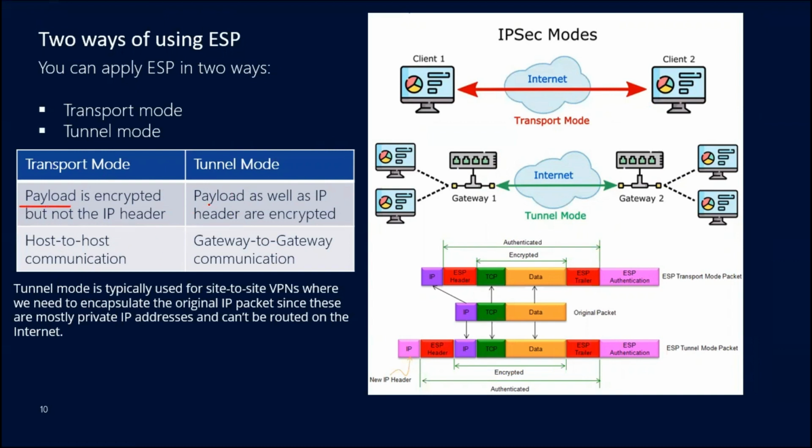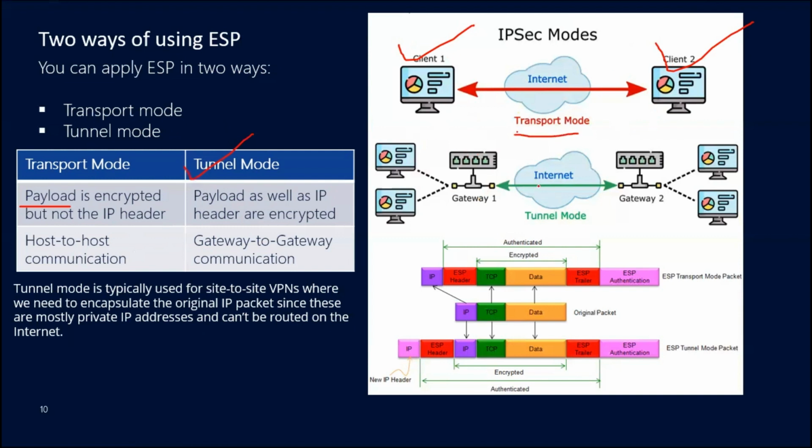But in tunnel mode, your payload as well as your IP header both are encrypted. Okay, so this is much more secure as compared to transport mode. But both have different use cases, and accordingly we are using both modes. So if you have to provide secure communication between host to host, suppose this is one client and this is another client, for this we are going to use transport mode.